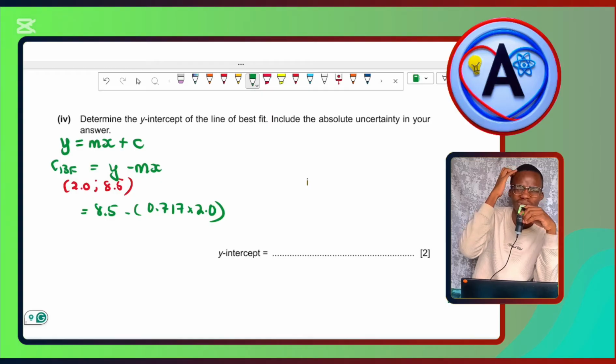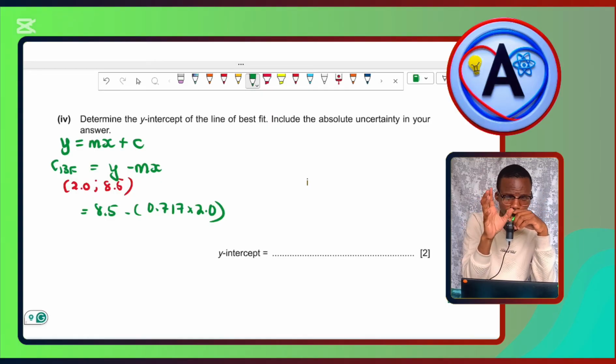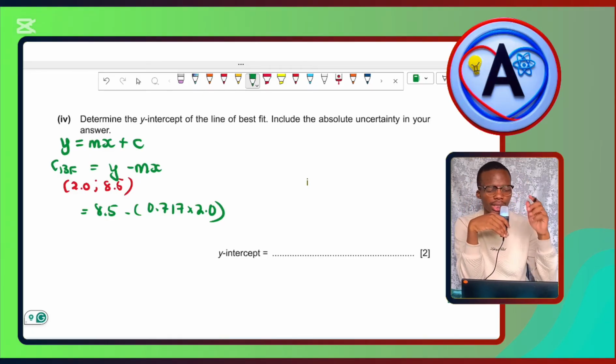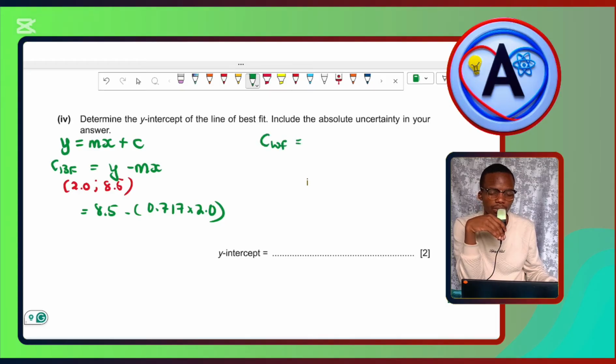This is a question that follows. Not every paper has this, but it appears very often actually, so you must be able to know this. And then the y-intercept of the line of worst fit would just be equal to y minus mx. Again, pick 2 points on the line of worst fit.